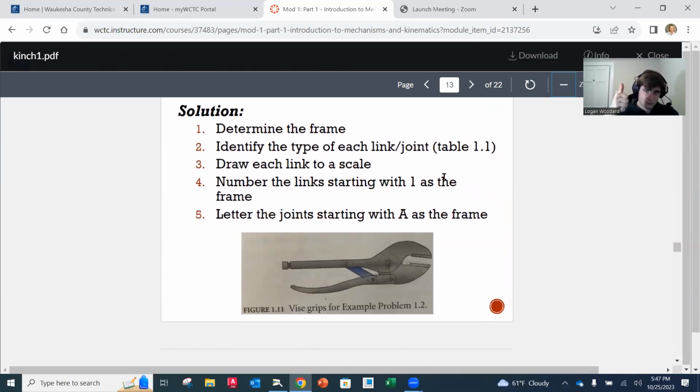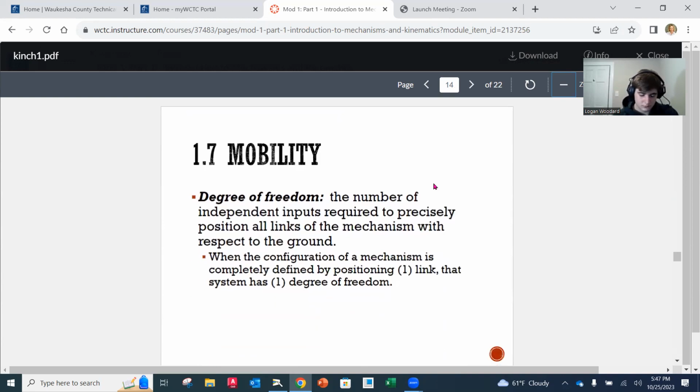Okay. Awesome. Okay. So now let's talk about mobility. Mobility is going to be identifying how many degrees of freedom are there left over after we have everything together. And it's going to be how many things do I have to do, if you would, in order to get this mechanism to properly function the way it needs to, or to do the job that it's intended to do. Okay. So degrees of freedom is the number of independent inputs required to precisely position all the links in that mechanism with respect to the frame or the ground.